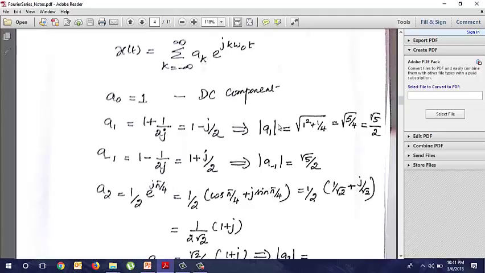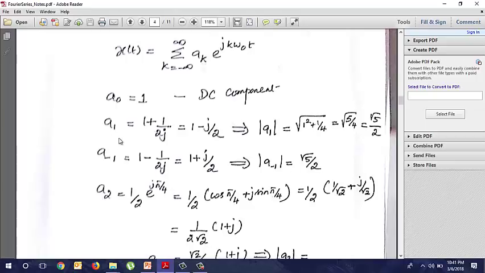And you can find out the mod, because we are going to plot the spectrum in this problem. So mod of a1 will be root of a square plus b square, real part square plus imaginary part square. So you are getting 5 by 4, root 5 divided by 2. Similarly, a of minus 1 is 1 plus j by 2, and then the mod value you will again get the same thing, root of 5 by 2.